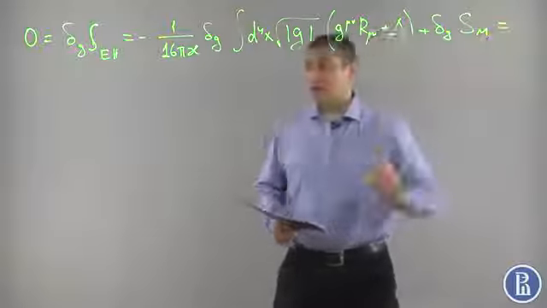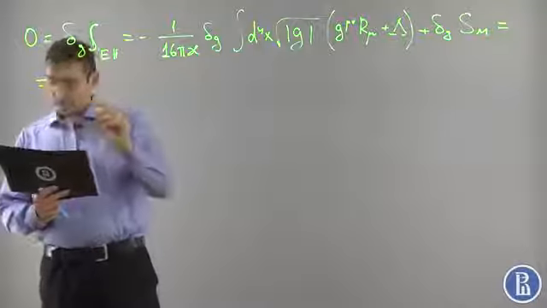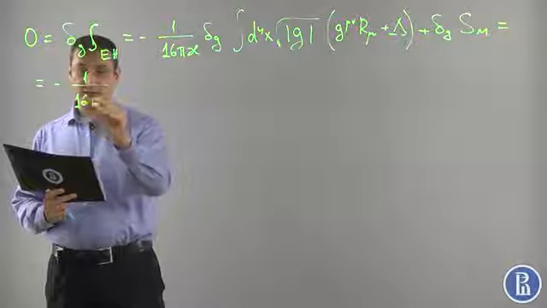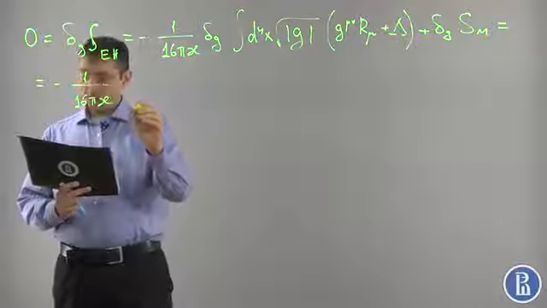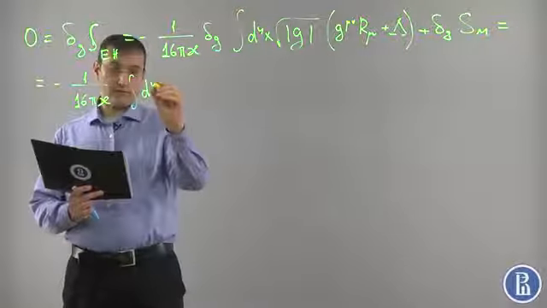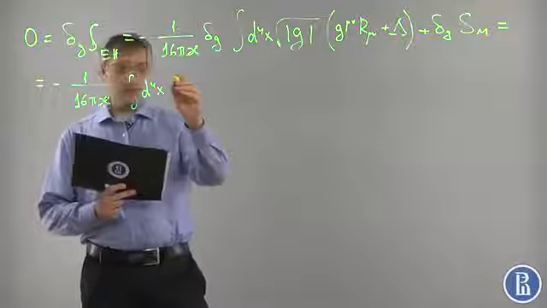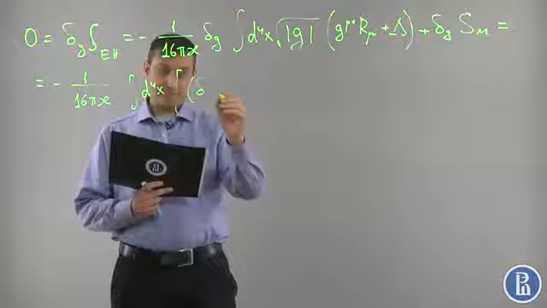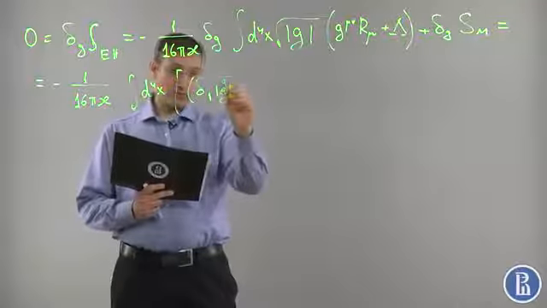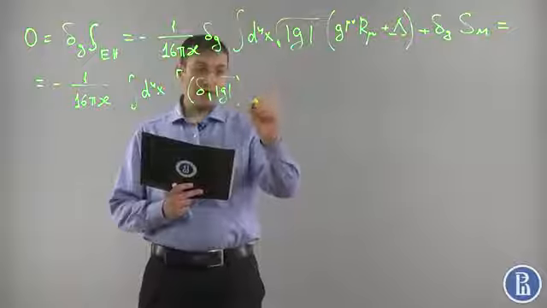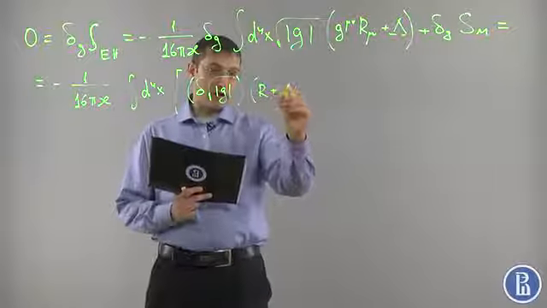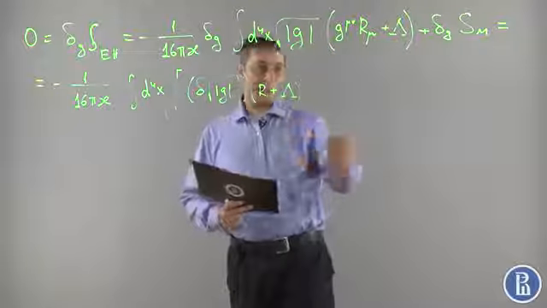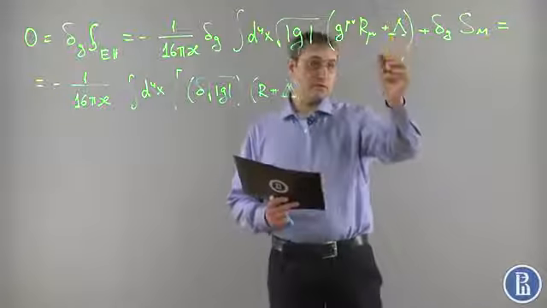Now this is equal to minus 1/16 pi kappa integral over d4x, and here the variation of the square root of the determinant of the metric multiplied by R plus lambda. Well, this is just this. So this is the variation of the first. Now we're going to write the variation of this.